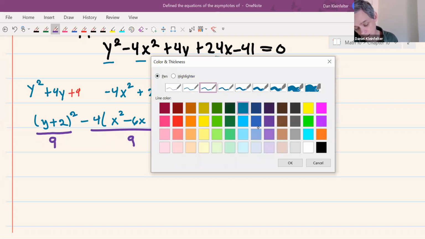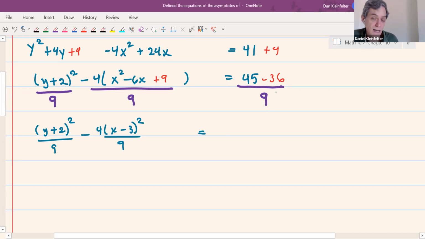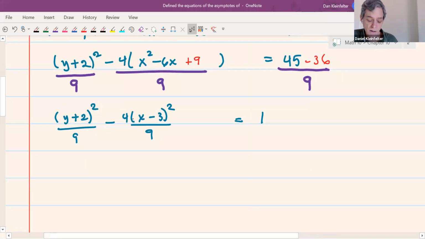Okay, and so then what's left, we'll have y plus 2 squared over 9 minus 4x minus 3 squared over 9. 45 minus 36 is 9. 9 divided by 9 is 1. Okay, so this is almost there, but you'll notice that on the x term, there's a coefficient of 4 right next to the parentheses, and we don't like to see that when we're working with the equation of a hyperbola. We expect to see just a left parenthesis there. So I need to get rid of that 4. And the way that we'll do that is we're just going to divide the numerator and denominator by 4, or multiply by 1/4, which is the same thing.